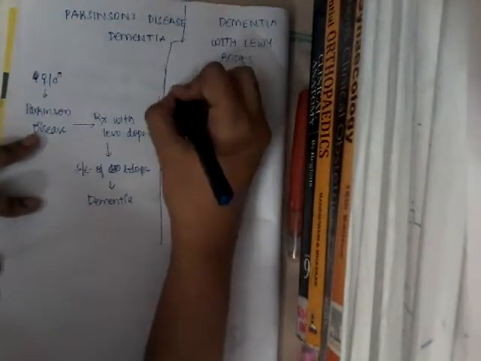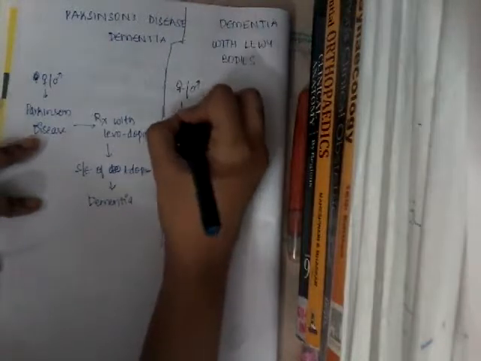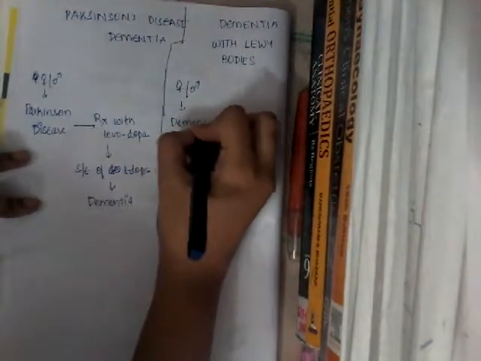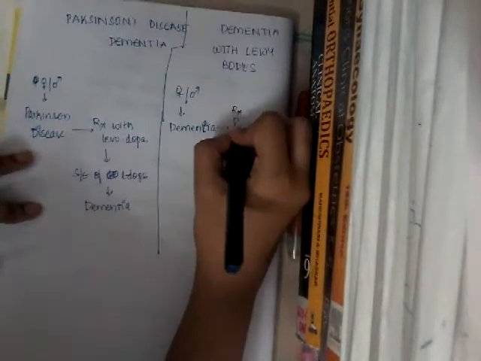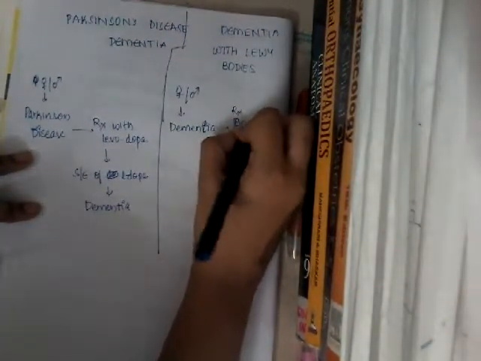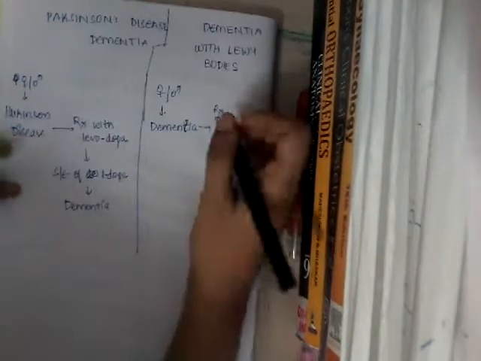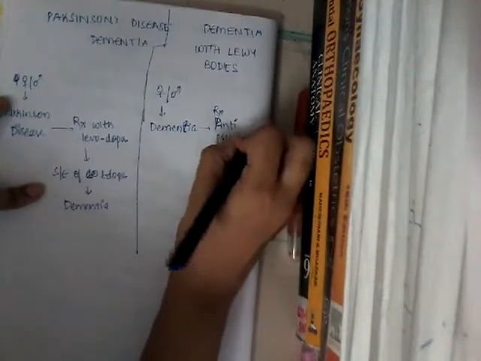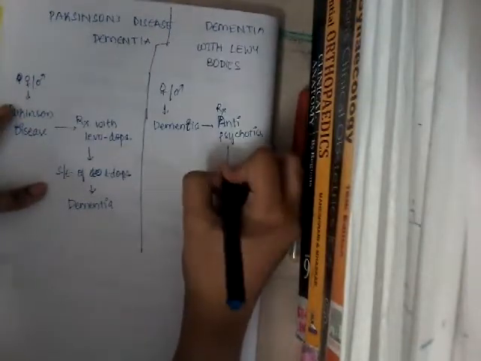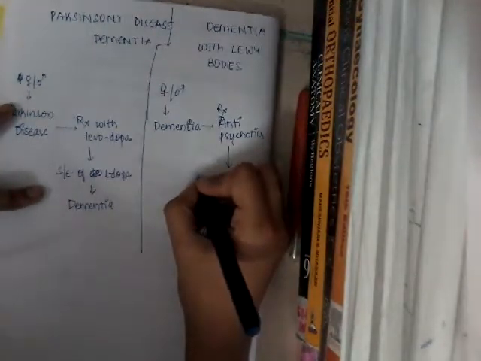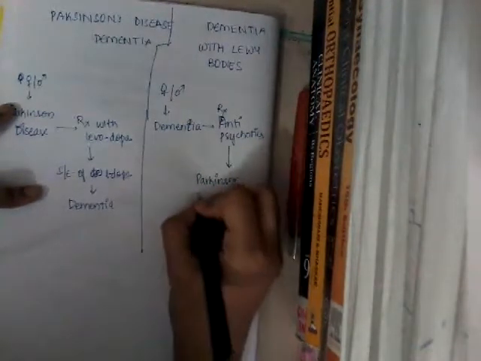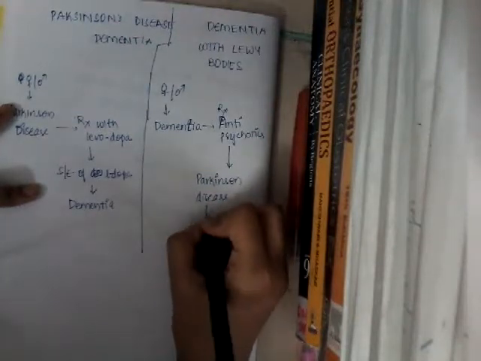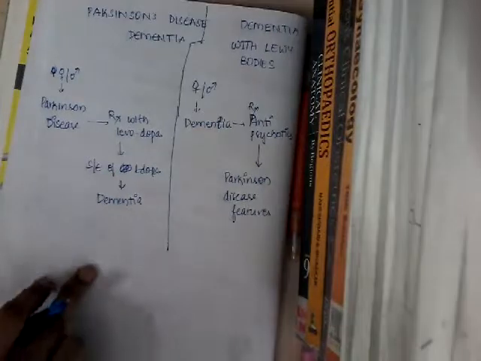In dementia with Lewy body syndrome, there is a male or female with dementia first, and then the patient is treated with antipsychotics. For dementia, you give antipsychotics for psychological problems. Once they are treated with antipsychotics, then he or she develops Parkinson's disease features. So that is the difference between dementia with Lewy bodies and Parkinson's disease dementia.